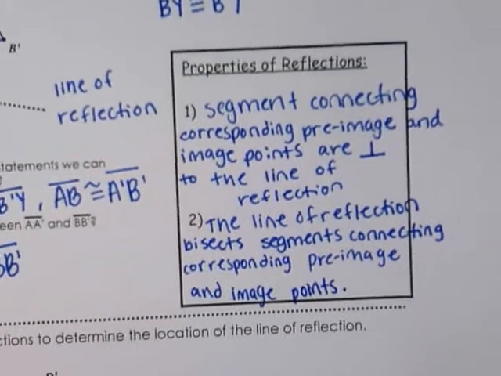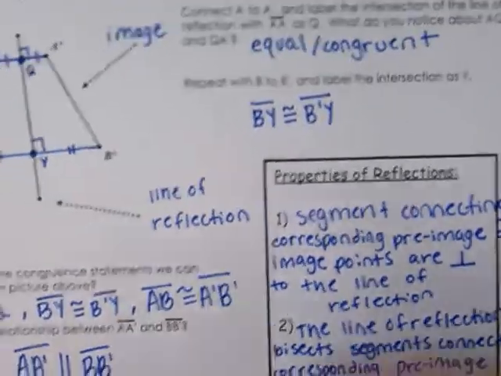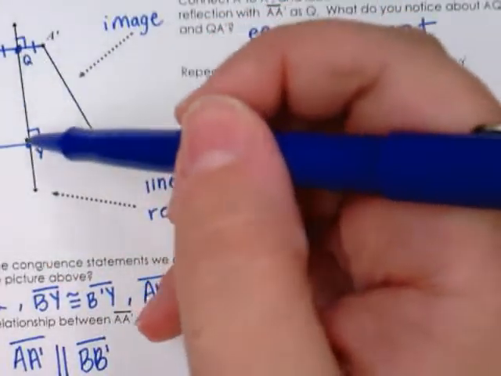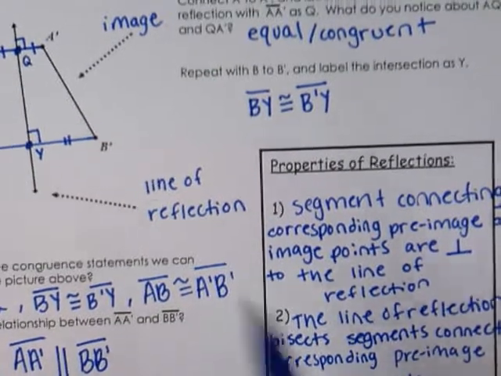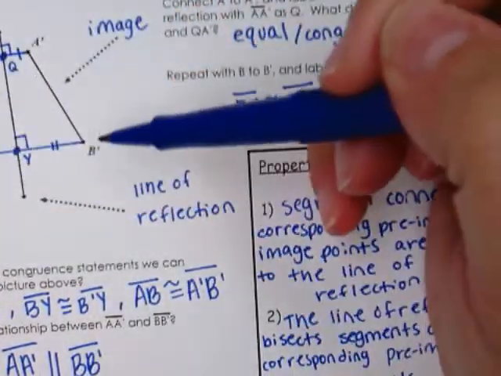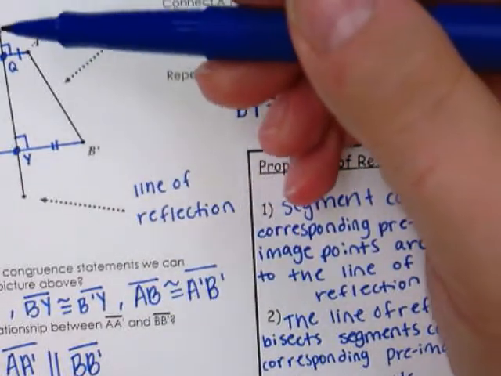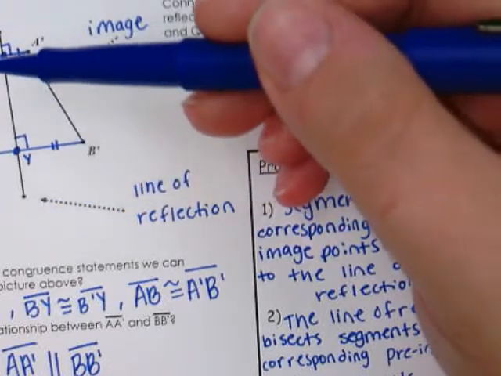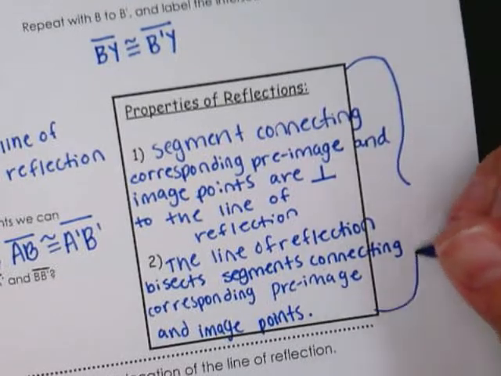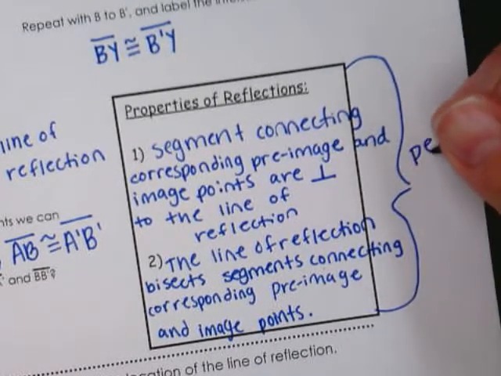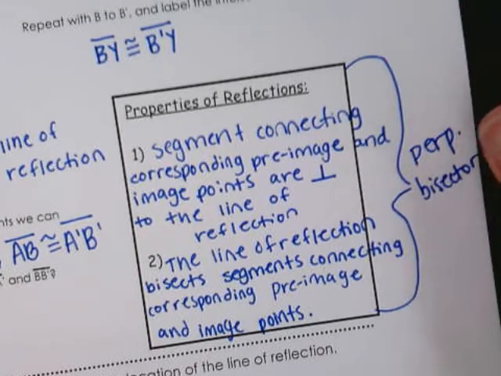Well, what do these two things mean? So the properties of reflections, one says that this line will be perpendicular to the lines that connect the pre-image and image. And it also tells me that this line will bisect those same lines. That kind of sounds like one of the constructions we learned about. The line of reflection is a perpendicular bisector of all these lines. So these two properties really just tell us that the line of reflection is a perpendicular bisector.